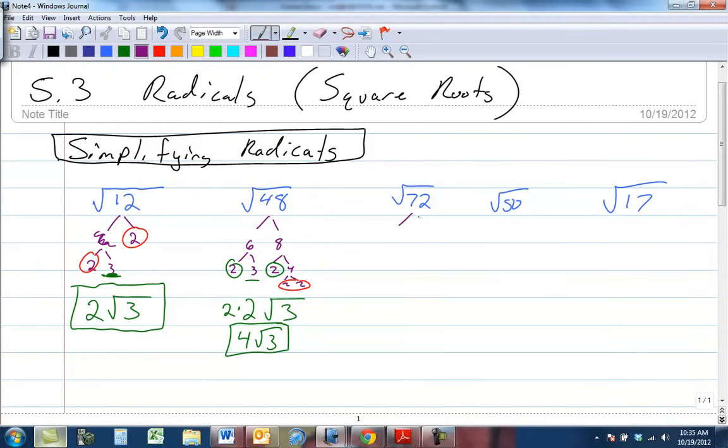72. 8 and 9. 9 breaks down to 3 and 3. 8 breaks down to, one of the things that you'll figure out about 8 is it breaks down to 2 and 4 and everything else. But rather than break down to 4, you'll start finding shortcuts like making 8 into 2, 2, and 2, because 2 times 2 times 2 is 8. So, who's got buddies? Pair of 2's, a 2 comes out. Pair of 3's, so a 3 comes out, and a 2 got left behind. So square root of 72 is 6 root 2.